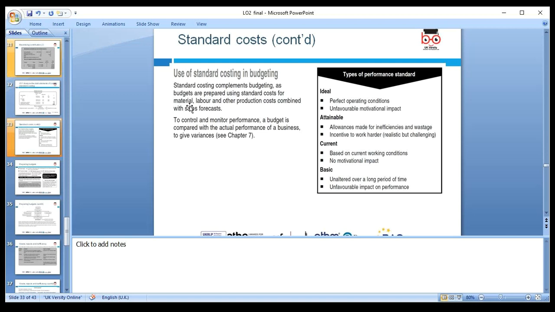Current is based on the current working conditions, no motivational impact. Basic standard is whatever you set a long time ago and do not change. This can be unfavorable and impact our performance. Human beings want some fluctuation.